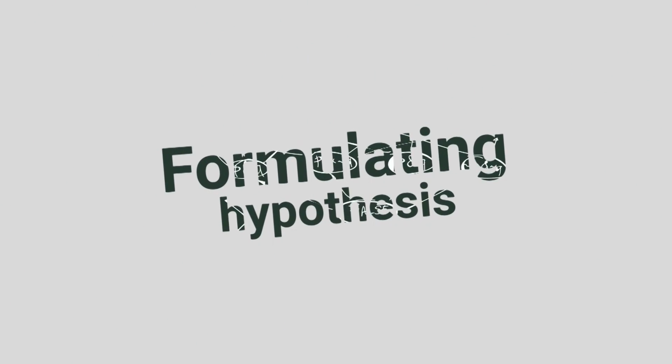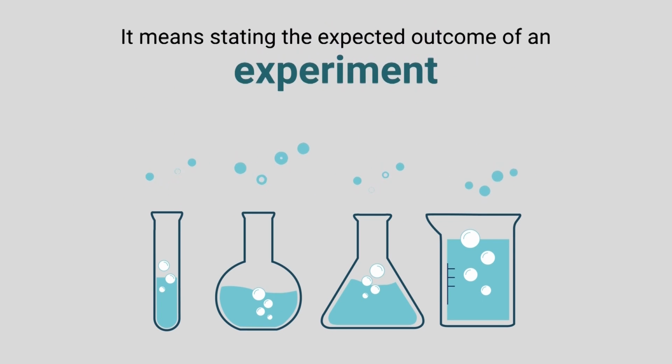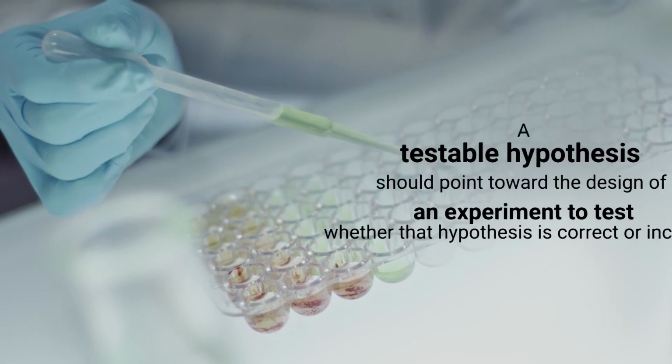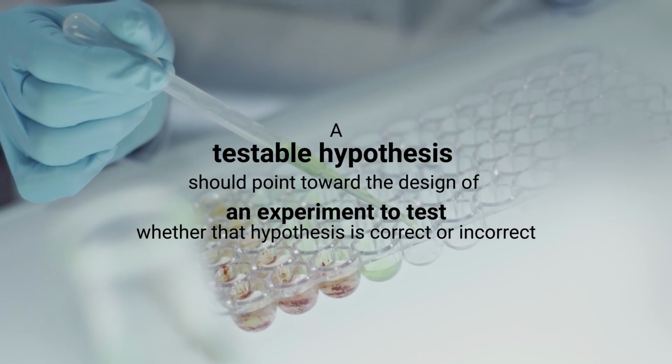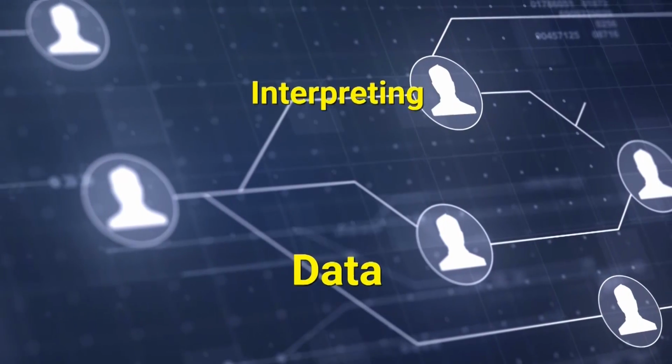Formulating hypothesis is another process skill. It means stating the expected outcome of an experiment. For example, the greater the amount of organic matter added to the soil, the greater the bean growth. A testable hypothesis should point toward the design of an experiment to test whether that hypothesis is correct or incorrect. A hypothesis is an educated guess. Unlike a wild guess, an educated guess is based on prior knowledge and observations.